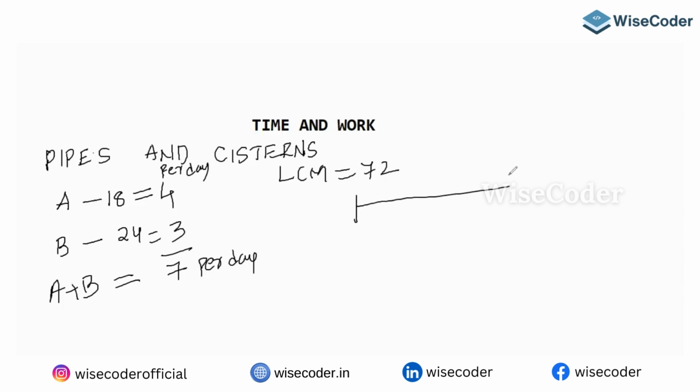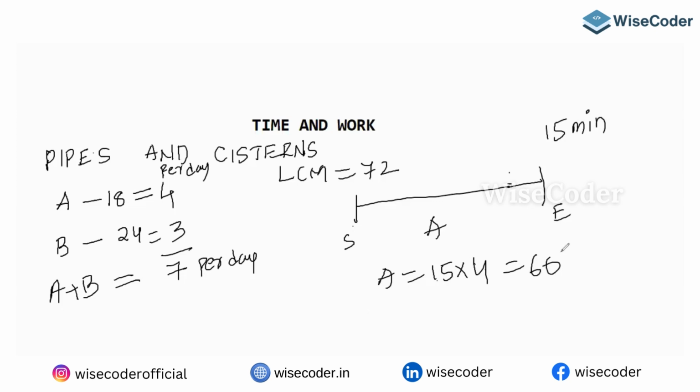After how many minutes was the tank filled? After 15 minutes. From starting to ending, which pipe is opened? Pipe A is opened, so A is opened for 15 minutes. In every minute, A is eating 4 chocolates. 15 fours are 60. So A will eat 60 chocolates out of 72. Then B will eat only 12.